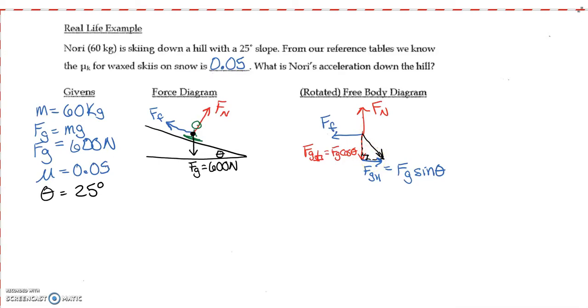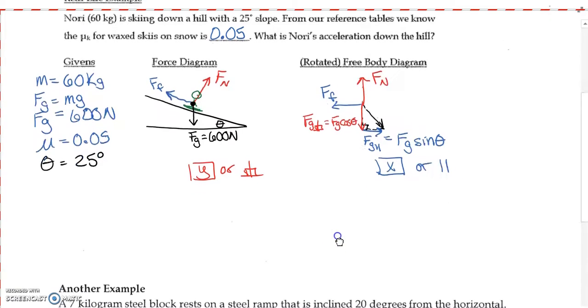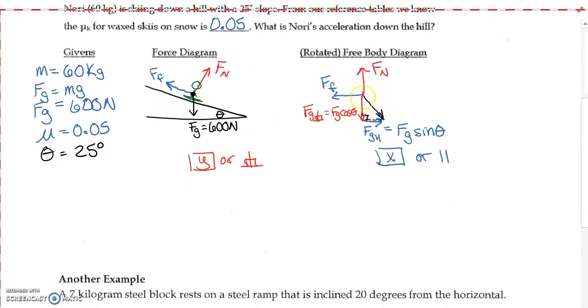We can analyze the red direction, which is the y direction, or the direction perpendicular to the ramp. And we can analyze that blue direction, the x direction, or the direction parallel to the ramp, whatever you want to call it. So in the y direction, we're not going up off the ramp or the hill or down into the hill. So we're going to say, because a equals 0, Fn equals Fg cos theta.